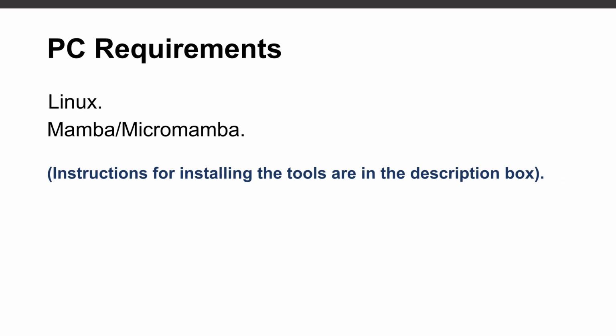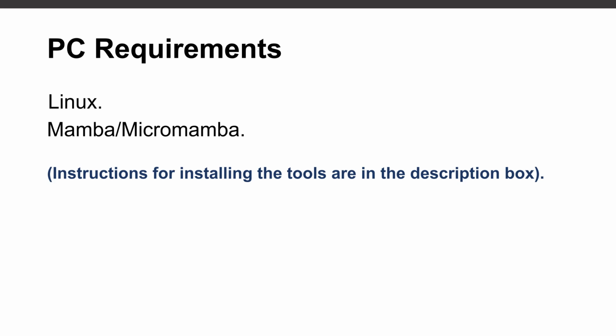Now, for this tutorial, if you want to follow, you need to make sure you have a Linux system. That is number one. And you should also have mamba or micromamba installed. We are going to use micromamba or mamba to install BUSCO. I have tutorials that show how to install and set up mamba and micromamba. So choose the one that you want and use that to help you set up your system.